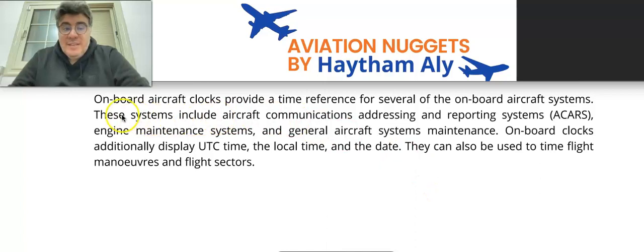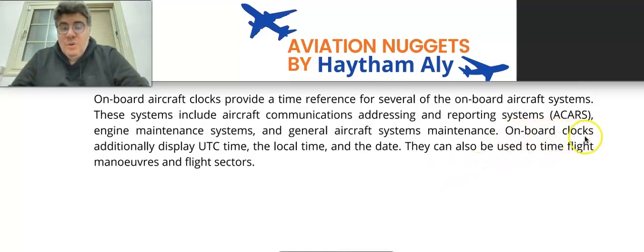This includes the aircraft communication, addressing and reporting system, the engine maintenance system, and the general aircraft systems maintenance. On board the aircraft, we always have a CFDS, Centralized Fault Display System, or CFDIU, which is the computer for the Centralized Fault Display Interface Unit. This maintenance computer may need the onboard clock for time reference and date reference.